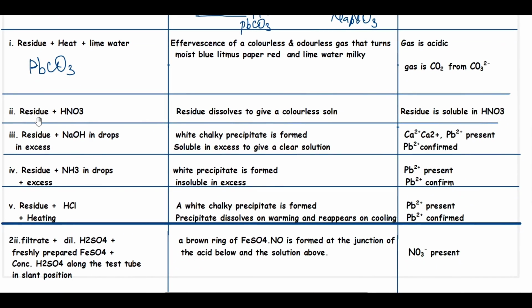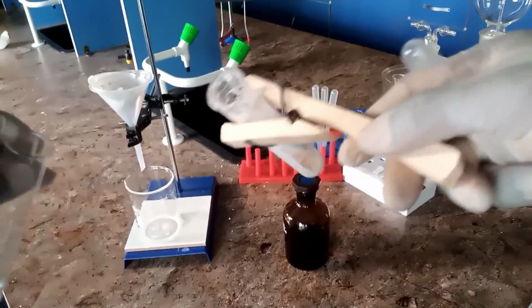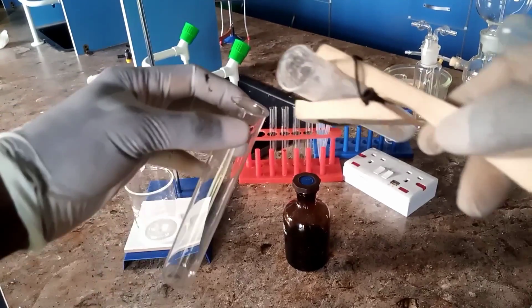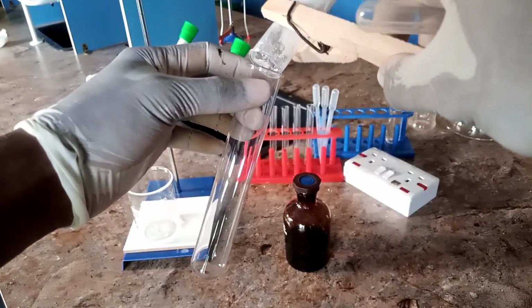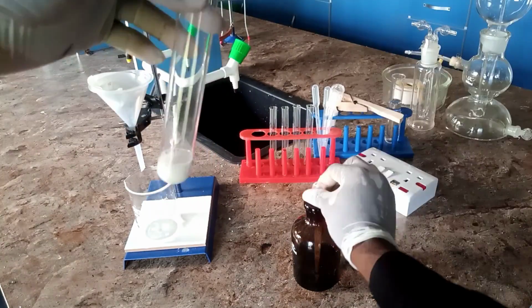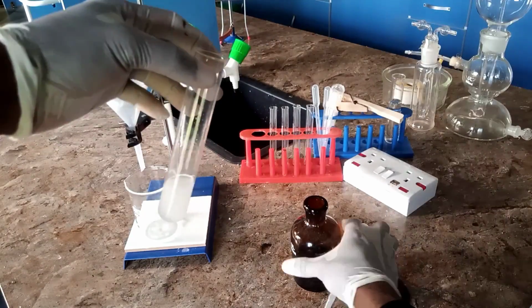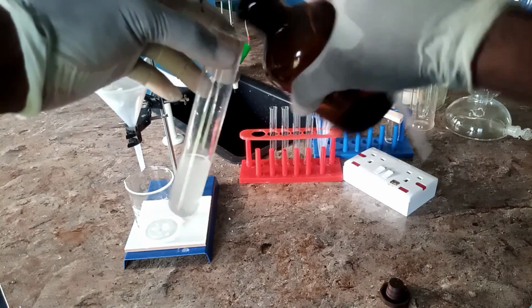All right, the next one is the residue plus HNO3. You observe that the residue dissolves to give a colorless solution, and the inference is the residue is soluble in HNO3. Here's the video demonstration. All right, so we add the residue to a fresh boiling tube, and then we add nitric acid. You observe that it dissolves the precipitate to give a clear solution.